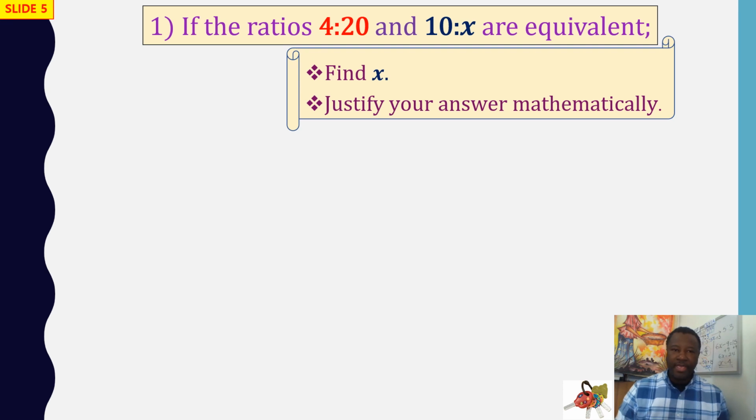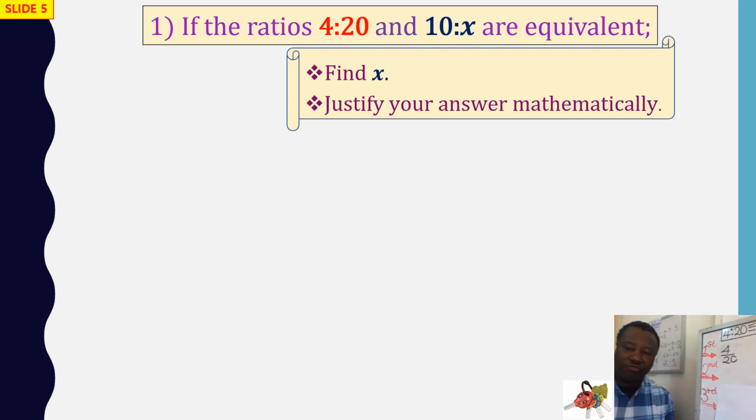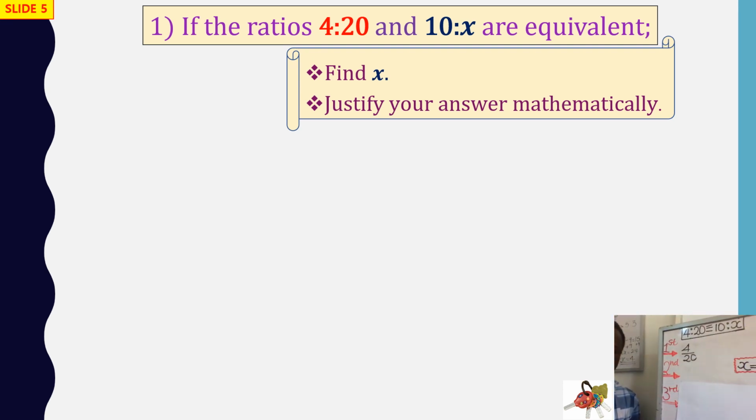Question 1. If the ratios 4:20 and 10:x are equivalent, can you make a guess of what x is? Is there a method you could use to justify your value for x mathematically? Now, I would like you to hold on to your answer because what I'm about to do at this stage is to establish 3 key points that will help us deal with equivalent ratios problems.